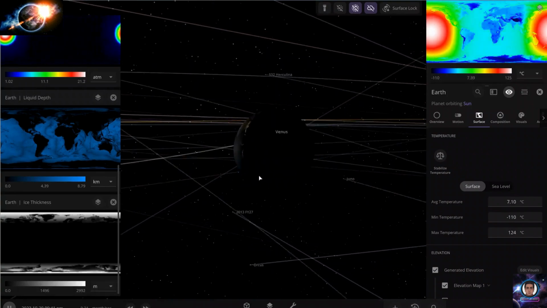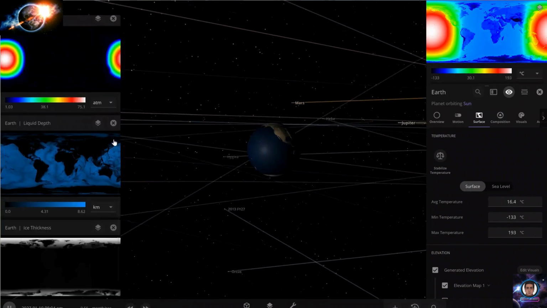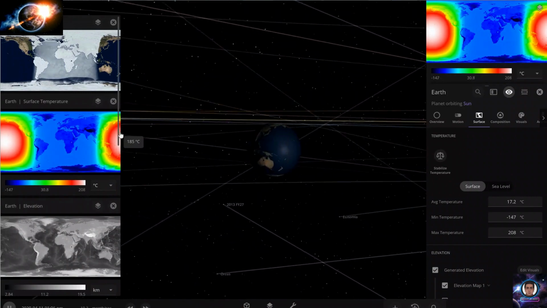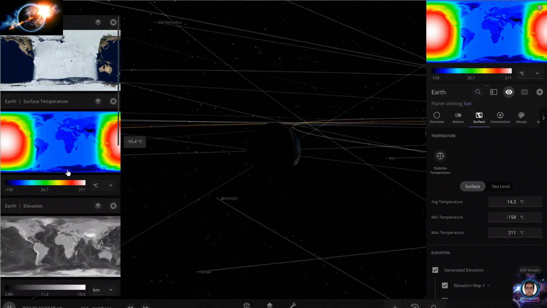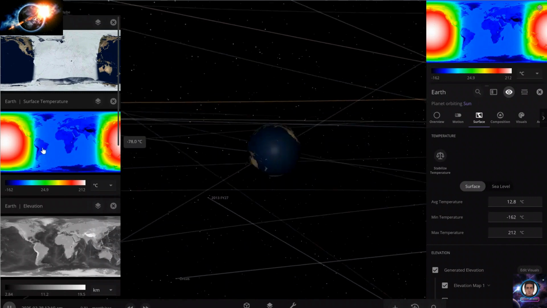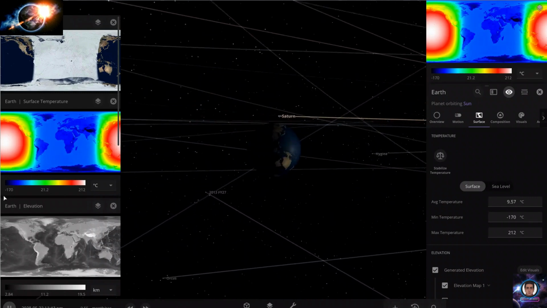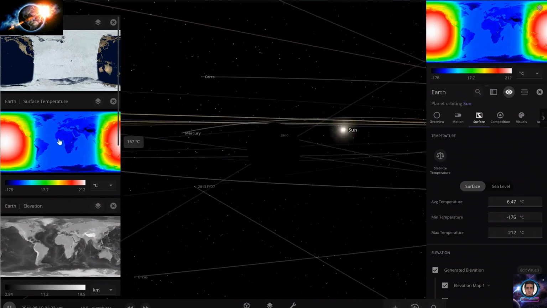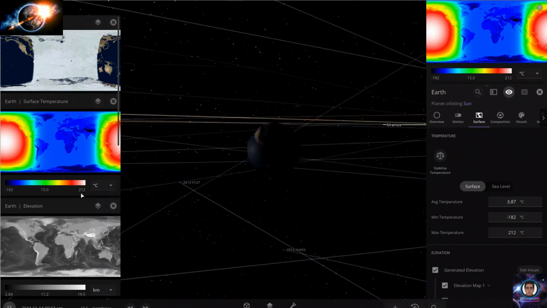Okay, I'm increasing up to here. As you can see, we have two separated parts on the Earth. The part in the middle of the map is really cold. The temperature went down to minus 117, and the part which always faces the sun has a temperature of more than 200 centigrade right now.